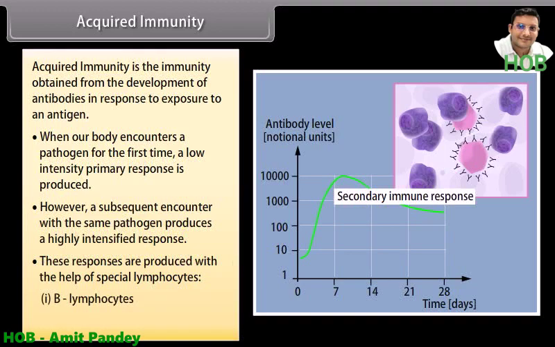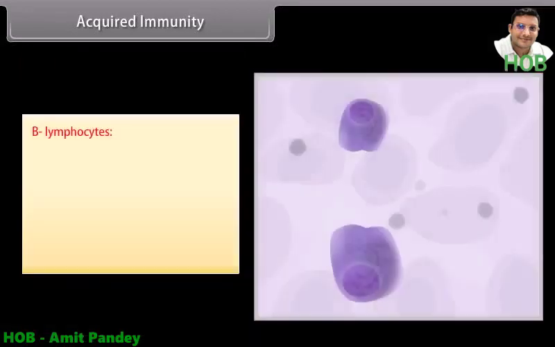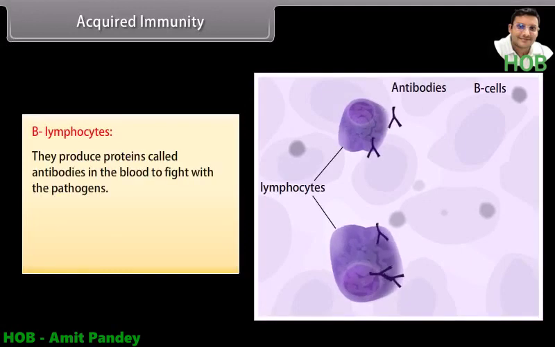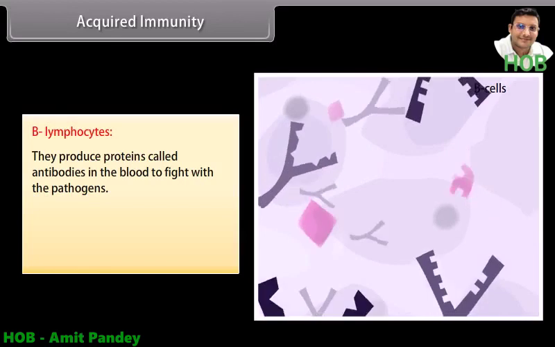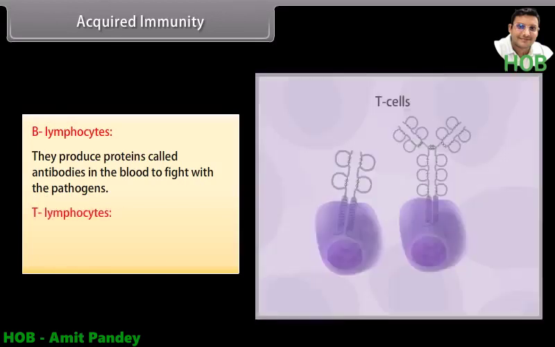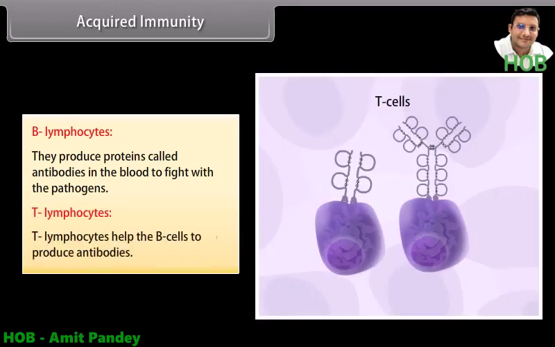B lymphocytes and T lymphocytes. B lymphocytes produce proteins called antibodies in the blood to fight with the pathogens. T lymphocytes help the B cells to produce antibodies.